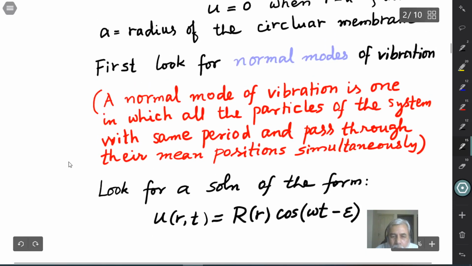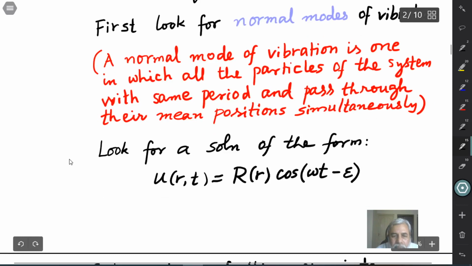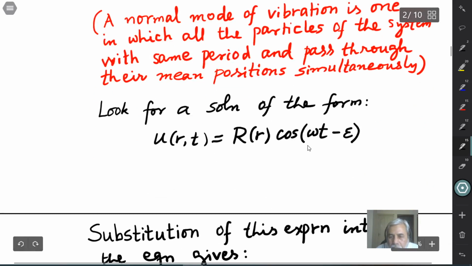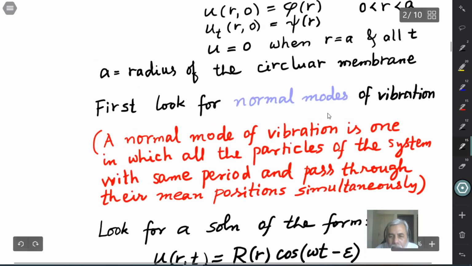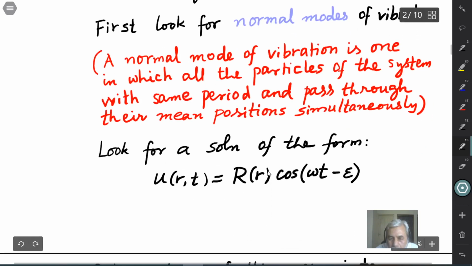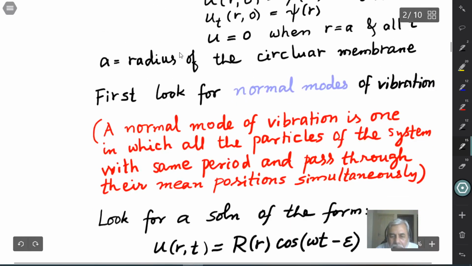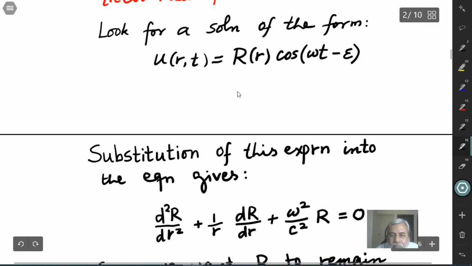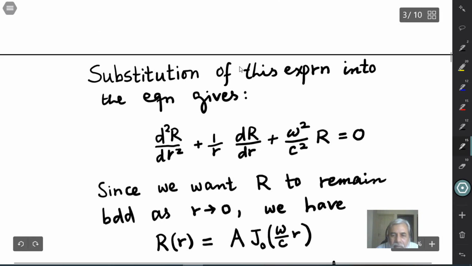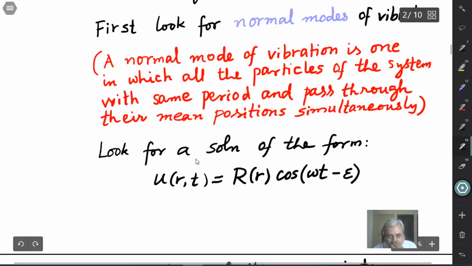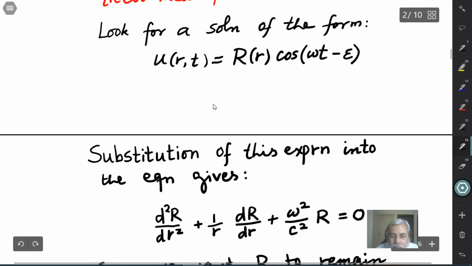Mathematically, this means we are looking for a solution in the form of separation of variables. So u of r,t is R of r times a function of time, which is just a trigonometric function. We take that as cos(omega t minus epsilon). These are the normal modes, where R is only a function of r. Now you substitute this form of the solution in the given equation. So we get an ordinary differential equation for capital R. You just cancel the cosine term that appears everywhere, so you get an equation only in terms of R.